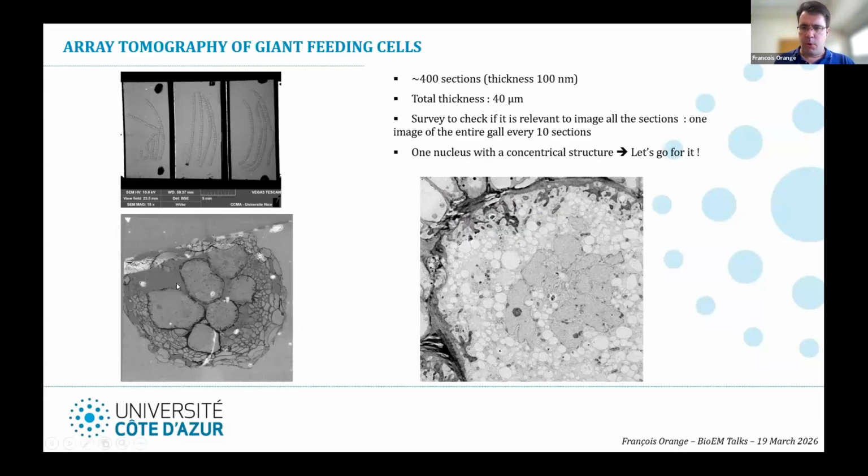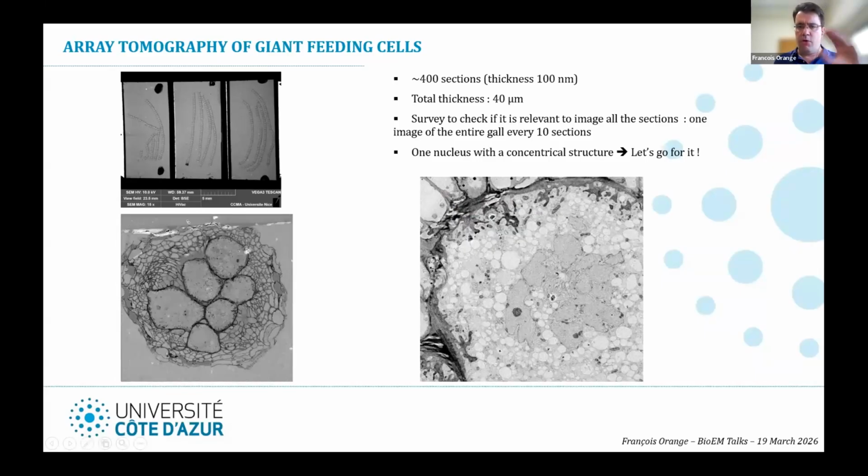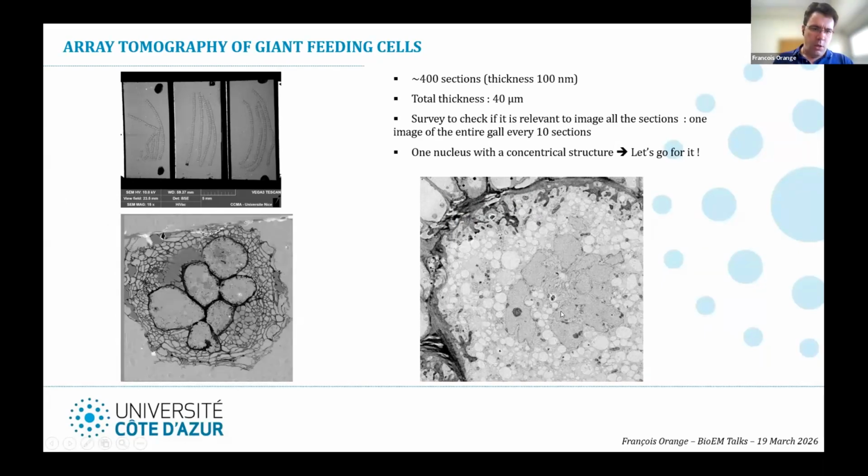That's what you see on the bottom left. I made one image of the entire gall every 10 sections. And on this, I noticed that one of these giant cells had a nucleus which showed a concentrical structure and actually looked very good. That was exactly what I was looking for. And it proved to be actually a gold mine eventually. I will show you this in the next slides.